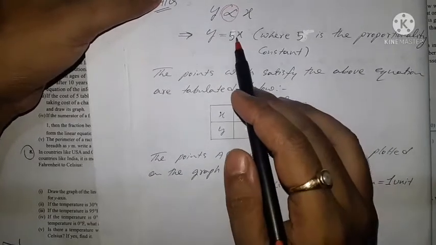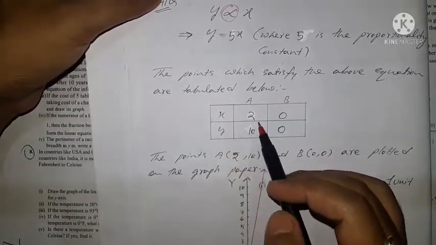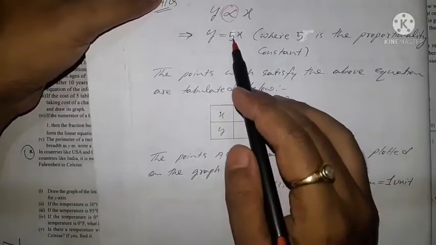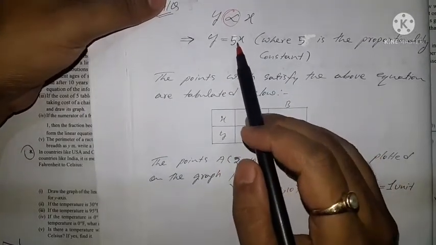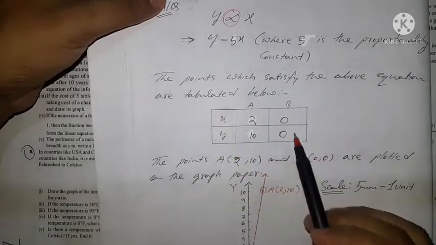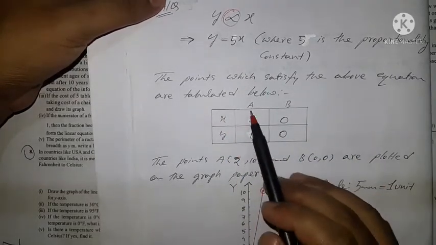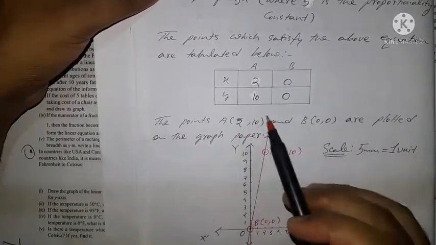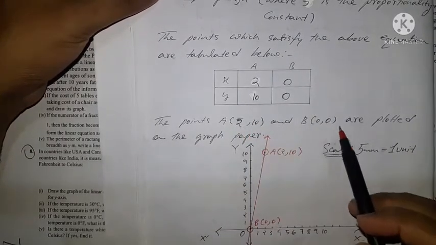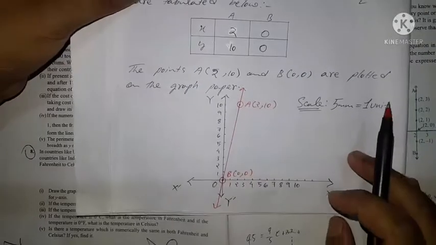If we put 2 in place of x, the value of y becomes 5 into 2, that is 10. If we put 0 in place of x, 5 into 0, the value of y will also be 0. So this is point A and this is point B. Therefore the points A (2, 10) and B (0, 0) are plotted on the graph. So this is the graph.